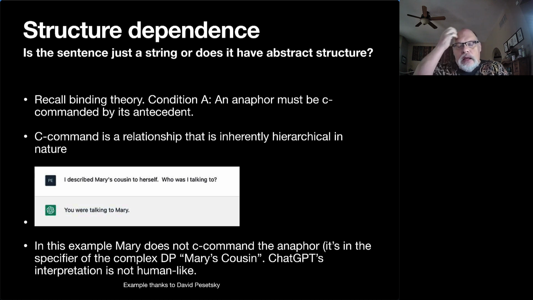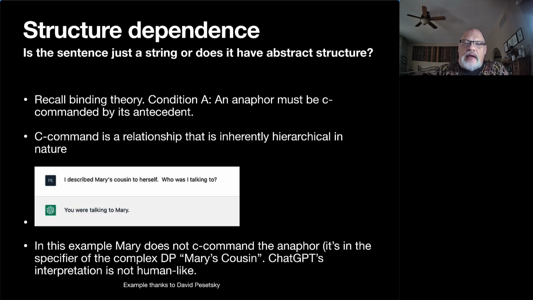But another problem seems to be that although LLMs produce language that is very, very human-like, it actually demonstrates that it does not have access to structure dependence. So it doesn't have access to abstract structure like the trees we've been drawing. It's only just a string, and a string that's determined probabilistically.